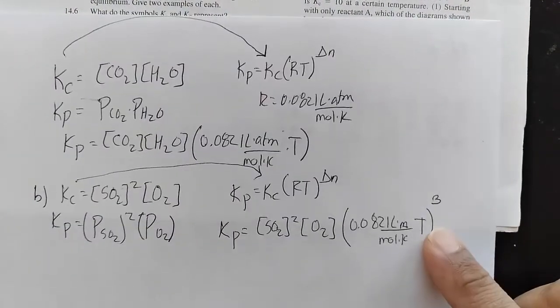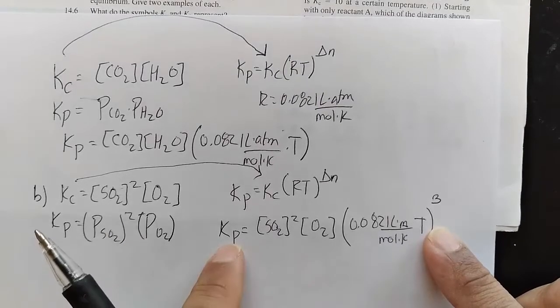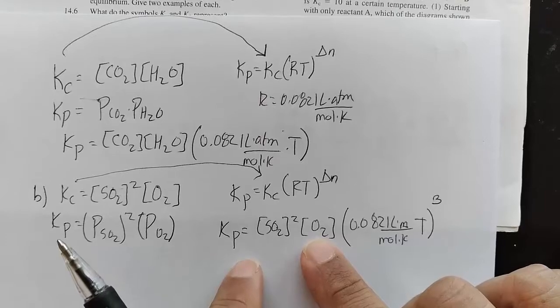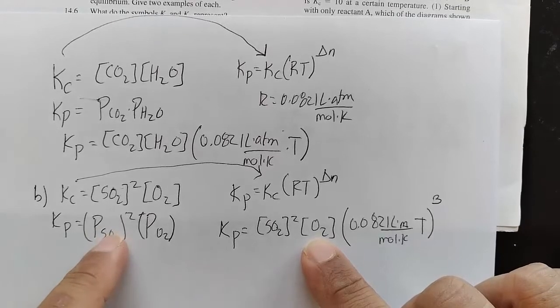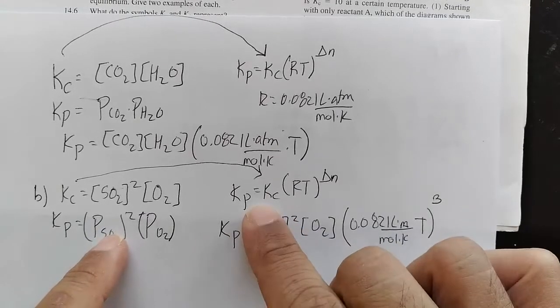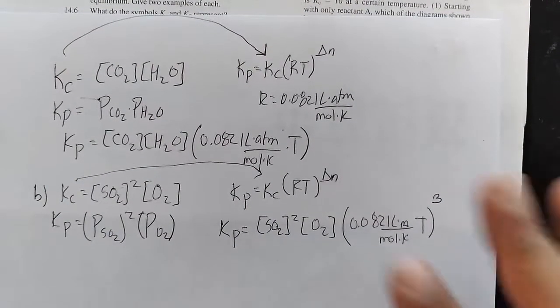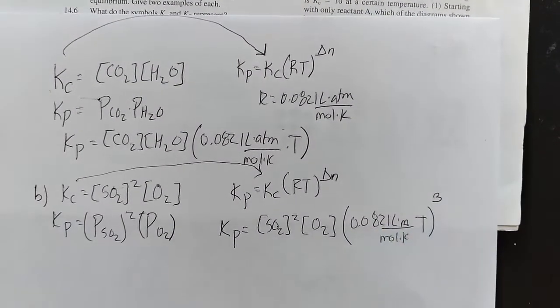So that would be an expression, one of the expressions for the equilibrium constant in terms of pressure. If you're given the concentrations, you can get Kp. If you're given the pressure, you can get Kc by manipulating this equation here. So basically with gases, you can go back and forth between Kc and Kp.